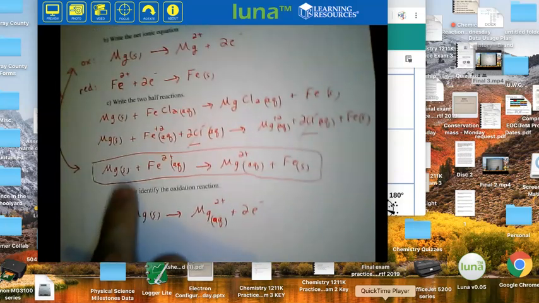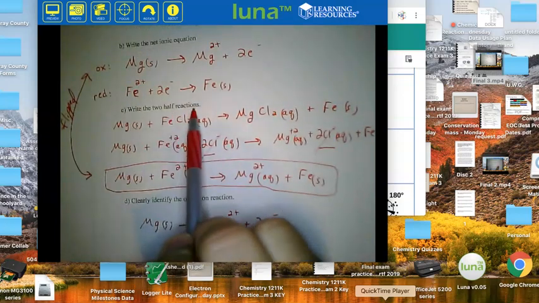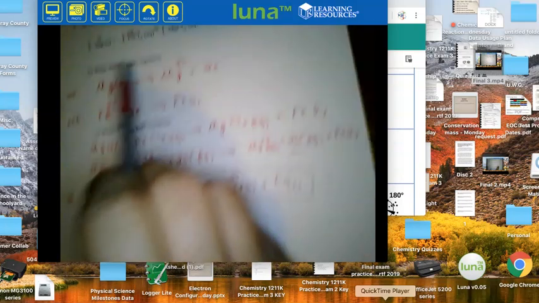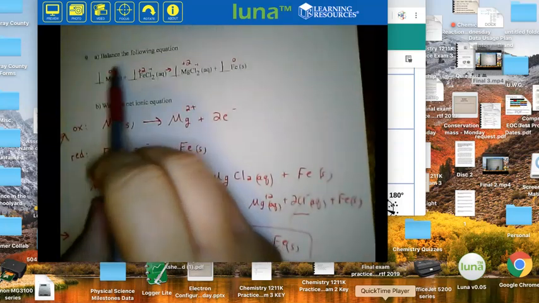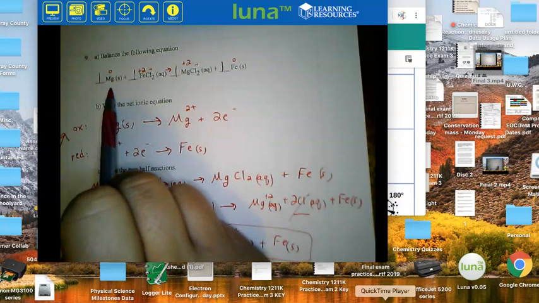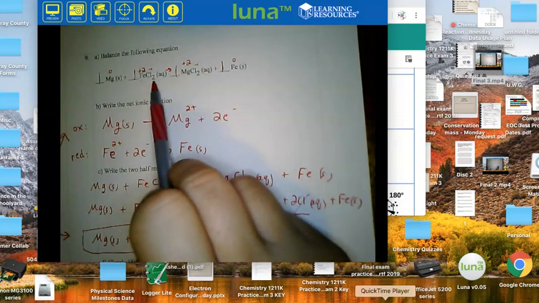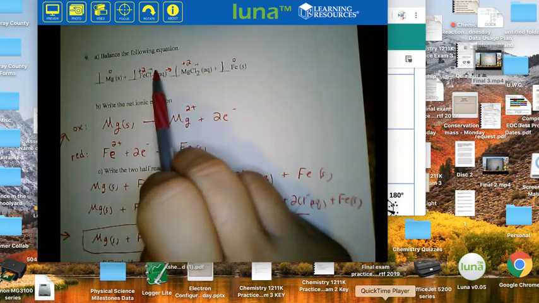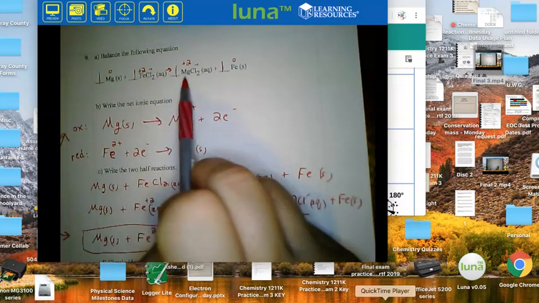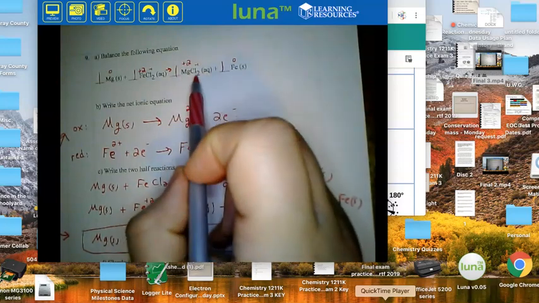Which should be up here, but I flipped them. So it says that right here. The next thing is to write the two half reactions, which I have up here. First I assigned the oxidation numbers to each metal. Magnesium was uncombined, so it's 0 here. Iron's uncombined here, so it's also 0. Here iron is combined with chlorine. Chlorine's -1, there's 2 of them, so it's -2, so iron must be +2 here. Magnesium's +2 because it's group 2. Chlorine's -1. Chlorine did not change, and that's why it's a spectator ion in the net ionic equation.